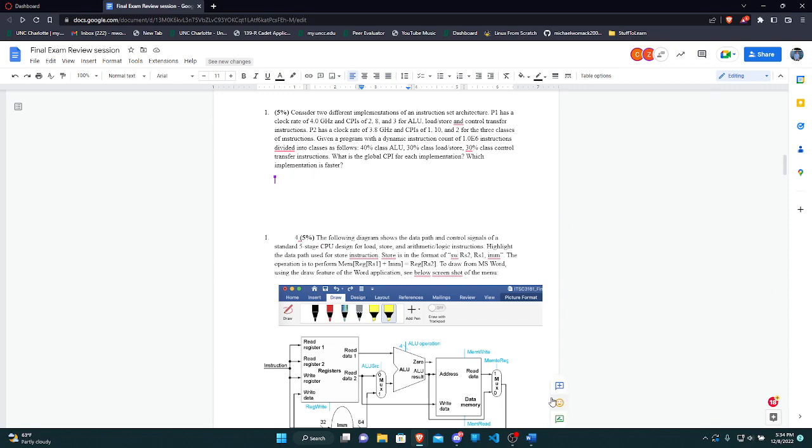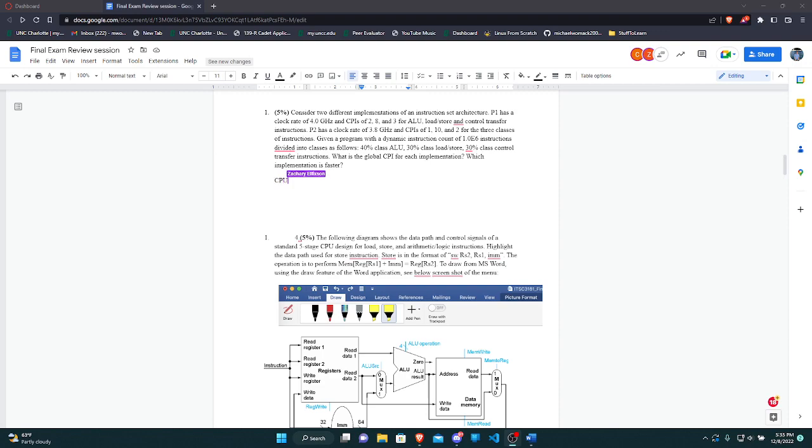So this is: what is the CPI for each implementation, and which implementation is faster? So we're going to have to find the CPI and the CPU time of each. This is what we've been doing since test 1. I think there's a question like this on test 2 as well.